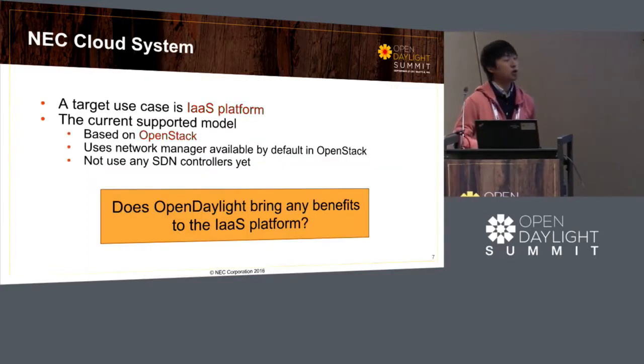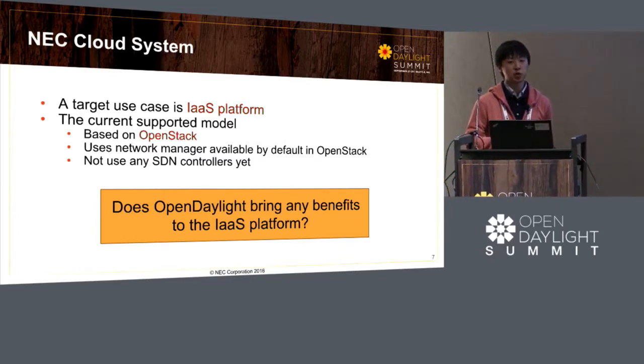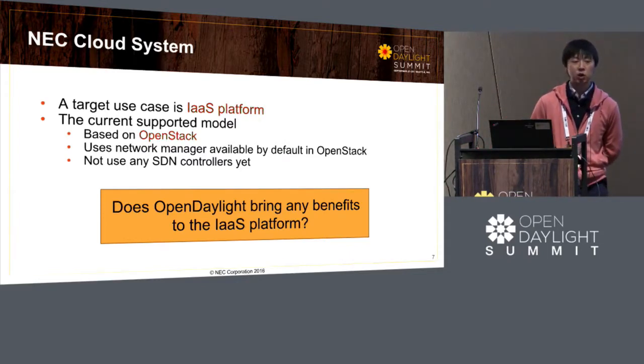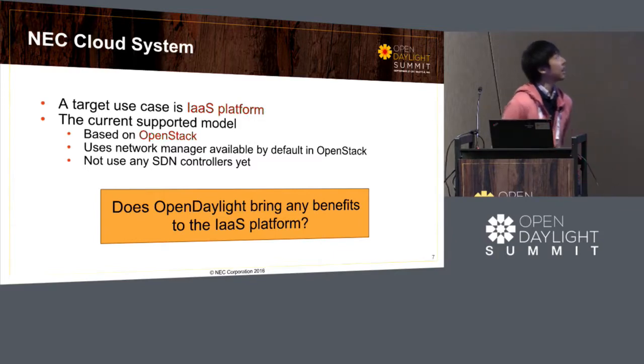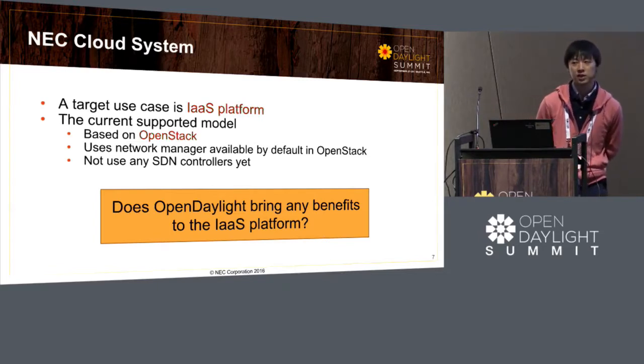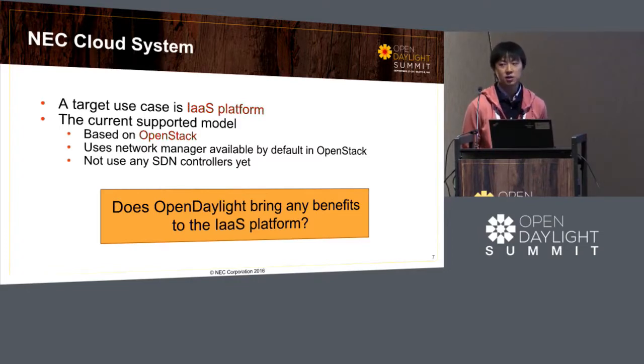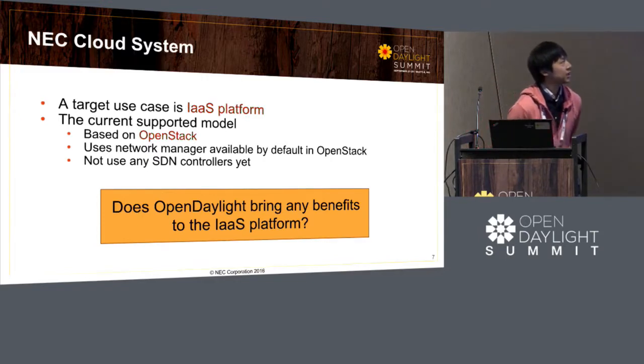One target use case of our solution is IaaS platform, Infrastructure as a Service. The current supported model of our solution is based on OpenStack, and it uses the network manager available by default in OpenStack, which is the OVS agent. I mean that our solution doesn't use any SDN controllers yet.